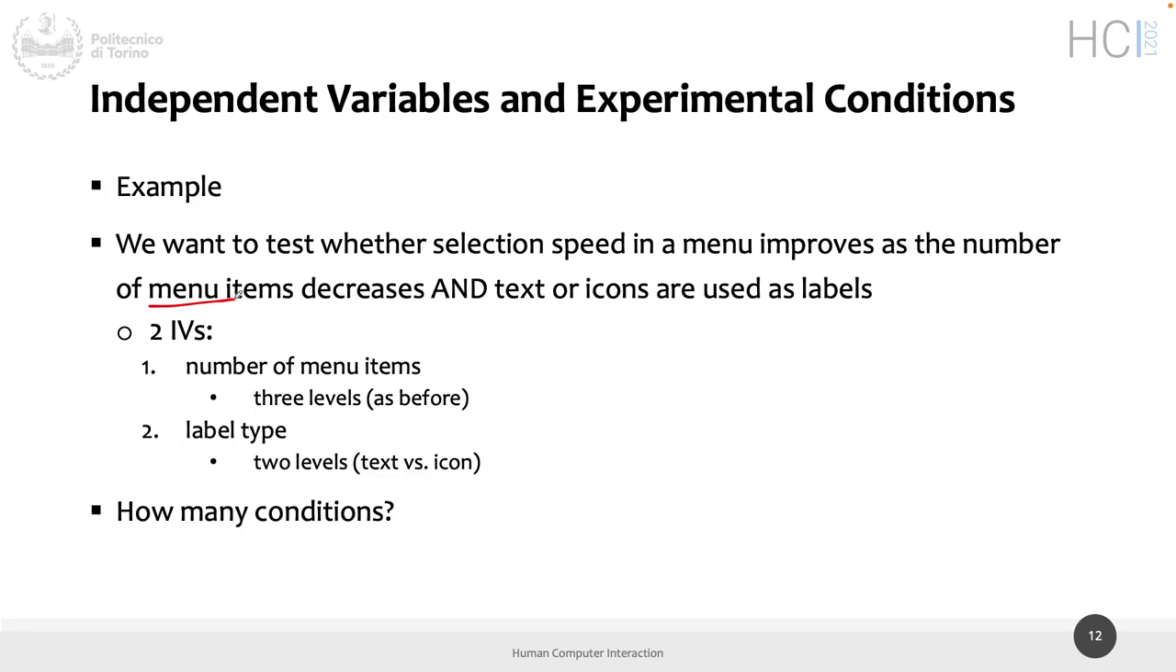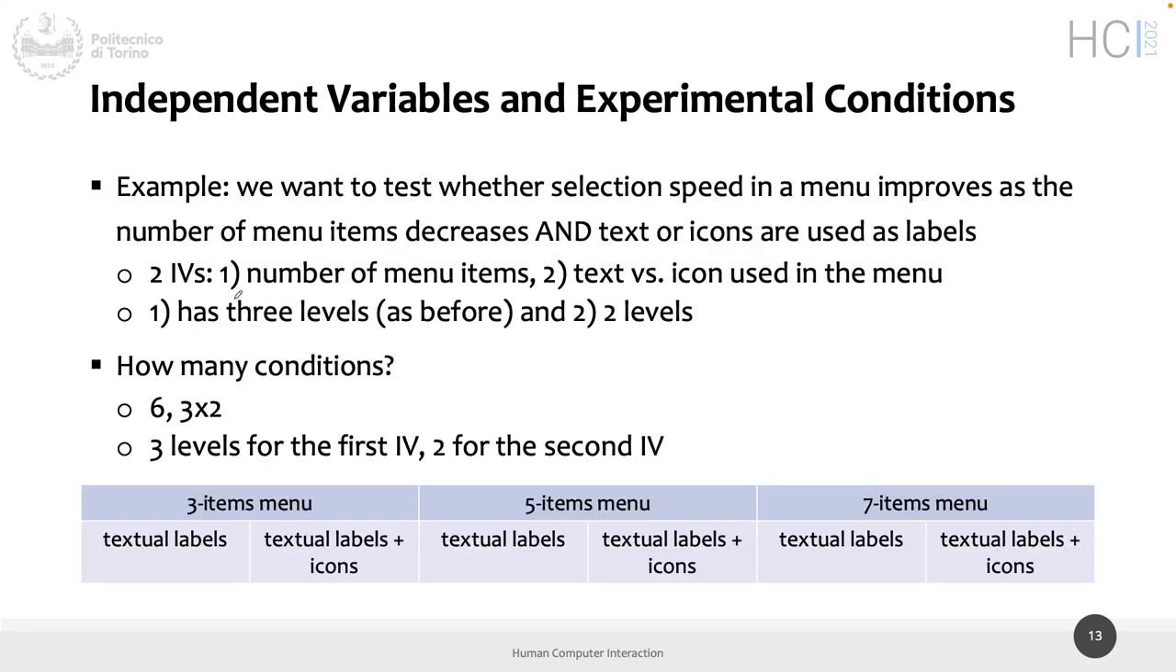So when we give the 3-item menu, we are going to give first the 3-item menu with labels that are only text. And then we are going to give another 3-item menu with the labels that are not only text, but text plus icon. Then we are going to have the 5-item menu with labels in text first, and then labels in icon plus text, and then the same things for the 7-item menu. So in the end, how many conditions do we have? 6. Because we have 3 levels for the first one, 2 levels for the second one. So overall, we have 6 conditions.